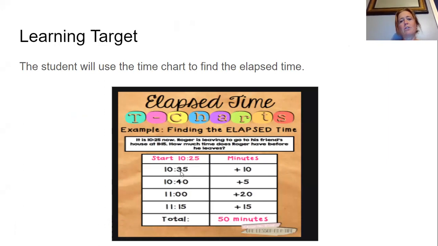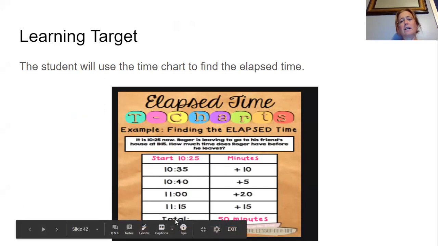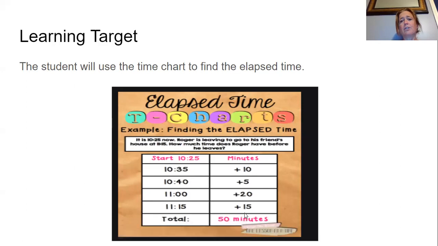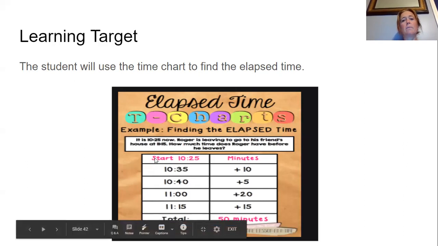So basically what you're doing is you're starting with the time that is listed in the story, which is 10:25. All the things on the left-hand side are times, and on the right-hand side are minutes. So you're adding the number of minutes until you get to the time that they are saying that he is leaving his house. So the time starts at 10:25. They said he's leaving at 11:15.